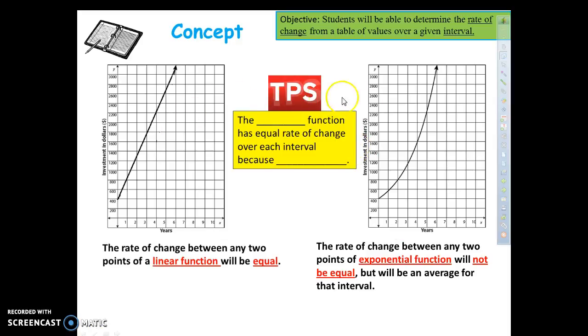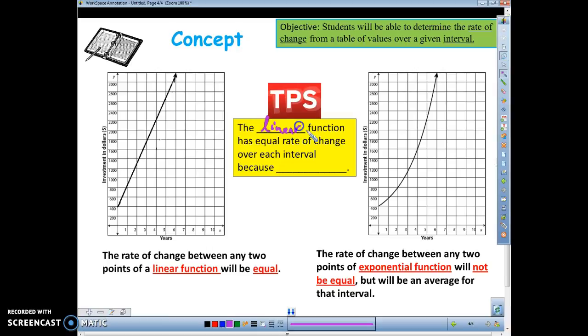So I would like you to think about what's the moral of the story here. What's the difference between a linear function and an exponential function? Remember that it's the rate of change. A linear function has an equal rate of change, and an exponential function does not have an equal rate of change. And the reason for this is that the slope is constant in a linear function.